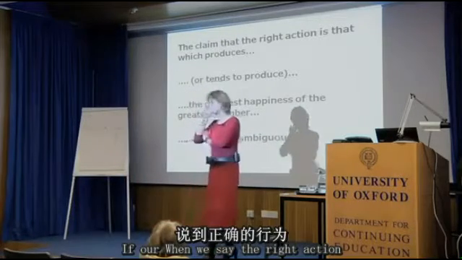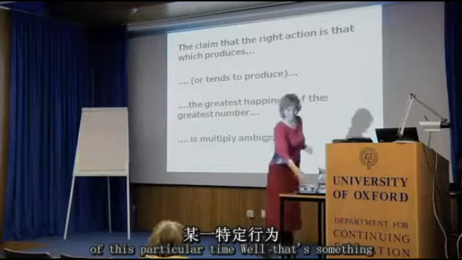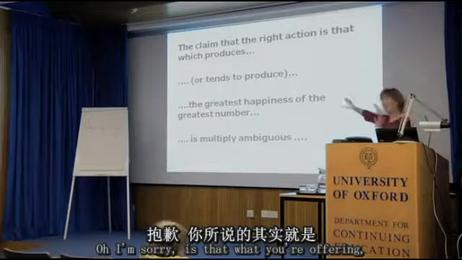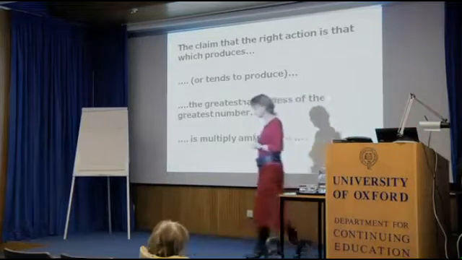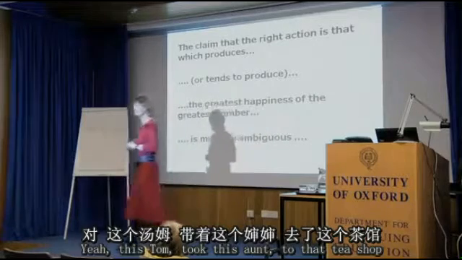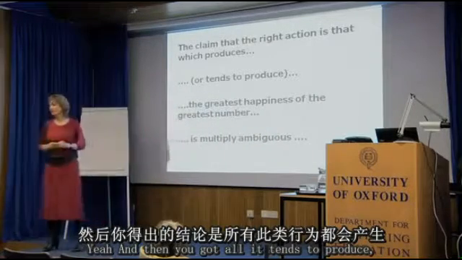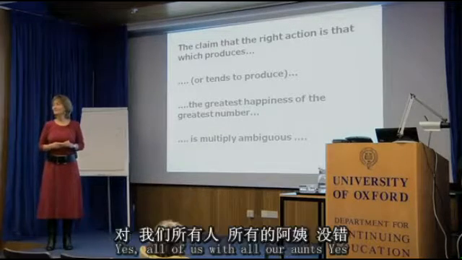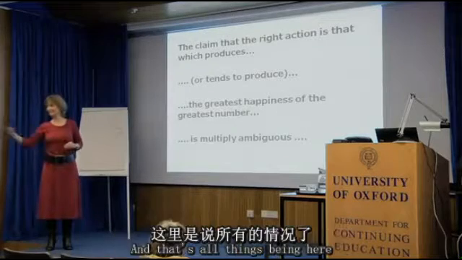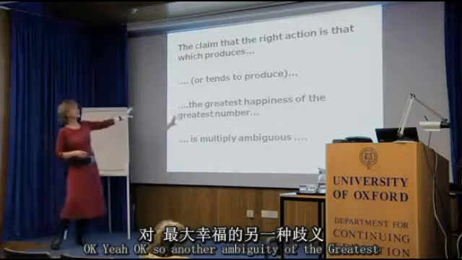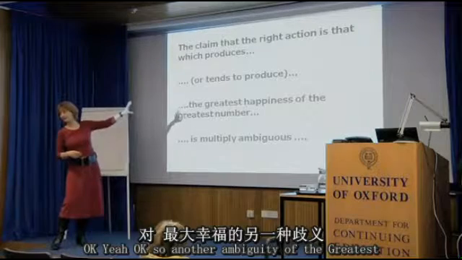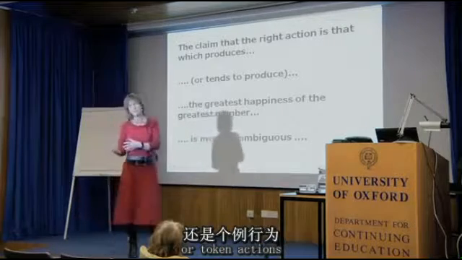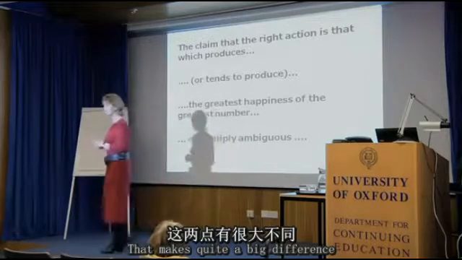When we say the right action, are we talking about the particular action at this particular time? Well, that's something I'll get on to, because another thing we might... Oh, I'm sorry, is that what you're offering as another ambiguity? When you say this Tom took this aunt to that tea shop, and then you've got all it tends to produce, that suggests you're actually looking at all the Toms with all their aunts to all the tea shops. Yeah, or all of us with all our aunts, yes. And is that what tends mean here? Okay, so another ambiguity of the greatest happiness principle is precisely that. Are we talking about type actions or token actions? That makes quite a big difference.